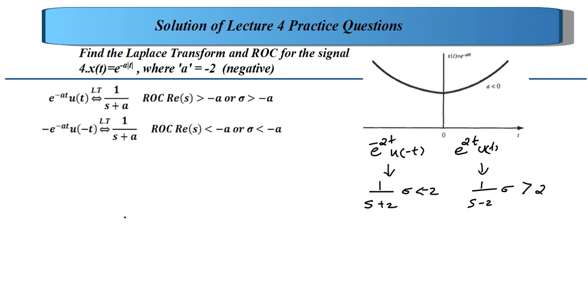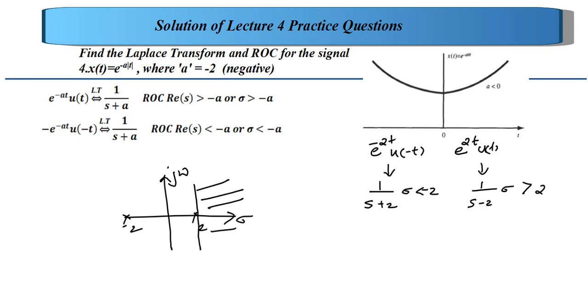So if we take the s plane, here is 2 and here is minus 2, and one side is greater than 2 and the other side is less than minus 2. So there is no common ROC, so x of s does not exist.